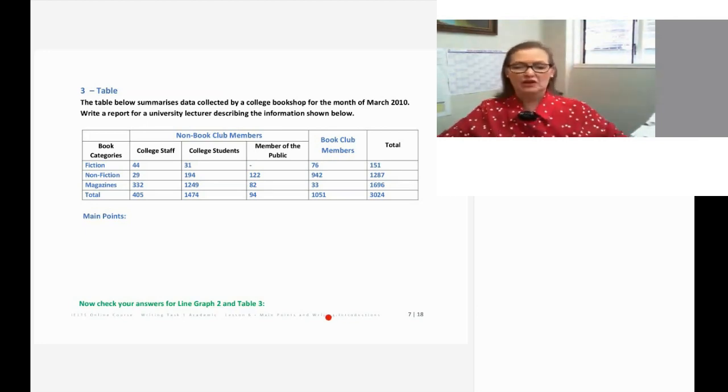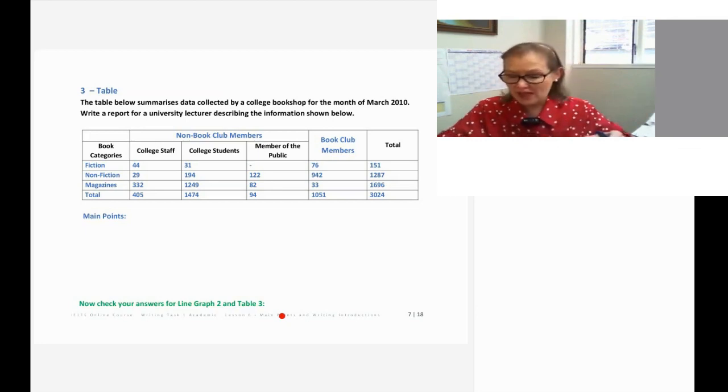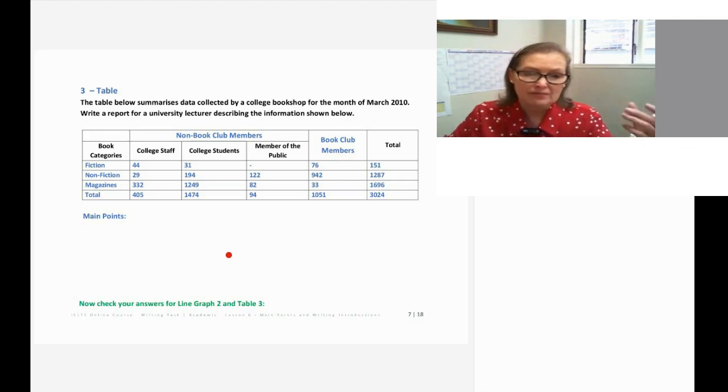Okay, so let's move on a little bit forward. We're building on previous lessons, so I hope you managed to get online for our previous lessons. In task 1, we looked at line graphs. We looked at how to talk about change over time with language of movement. And then we looked at how to compare information and language to compare and contrast. And then we moved on and we started looking at bar graphs.